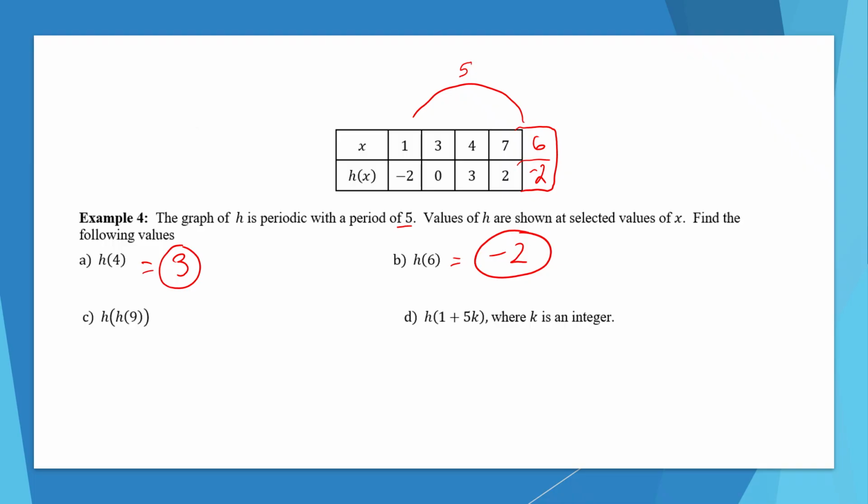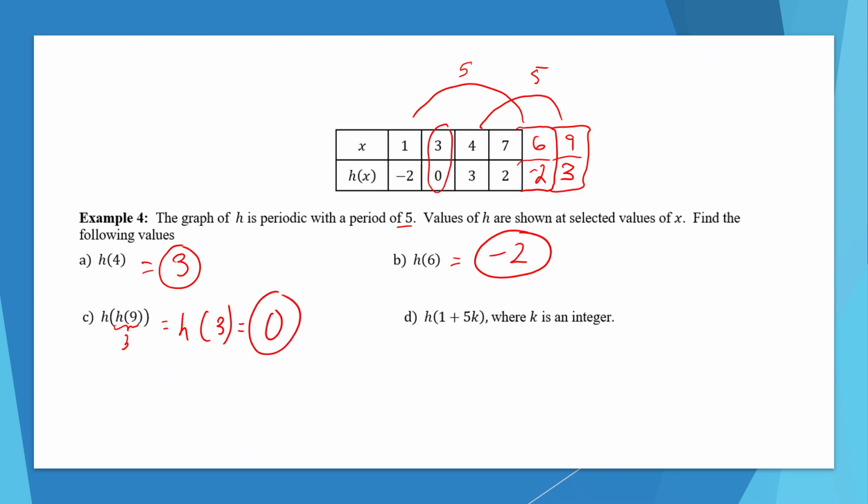For C, we have h of 9. If we're looking for what is 9's y value, that's going to be the same as 4, which is 5 units apart. So this should be 3. So here, this can be replaced with the number 3. And so we're just finding now h of 3. So 3 is not our answer, but h of 3 is 0. So 0 should be our answer for C.